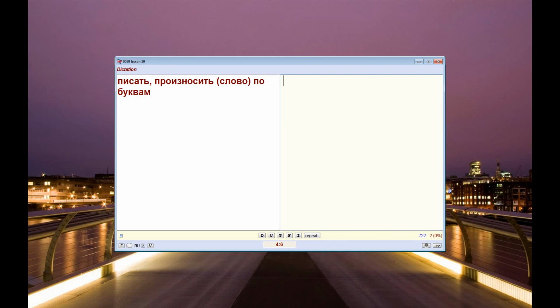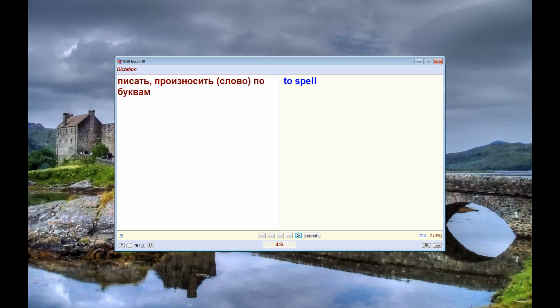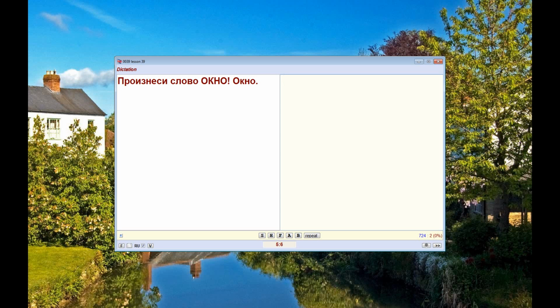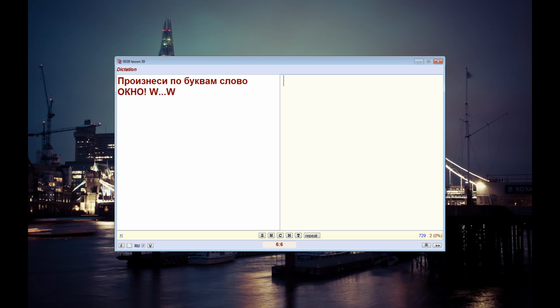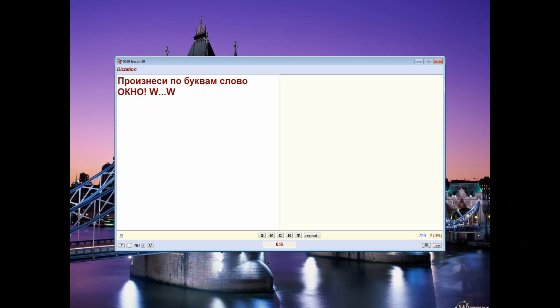To spell. Say the word window. Window. Spell the word window. W-I-N-D-O-W.